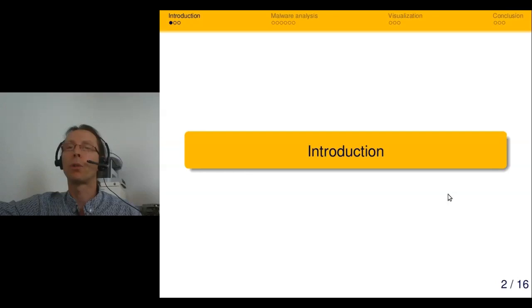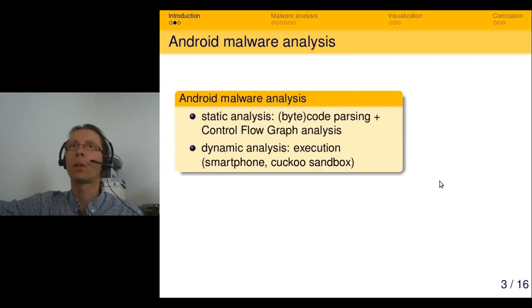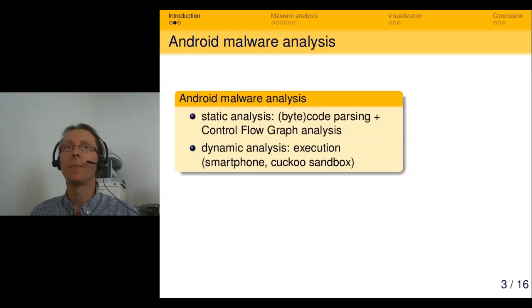First, I want to introduce the goal of this work, and this work is about malware analysis. So what is malware analysis? When you think about malware analysis, you may think about two techniques: the static analysis and the dynamic analysis. Static analysis tries to understand what is happening inside the bytecode of an application. So you parse the bytecode, and then you may compute the control flow graph of the application. The goal is to understand the piece of code that concern the payload of the malware. So it's not easy to parse and to do static analysis.